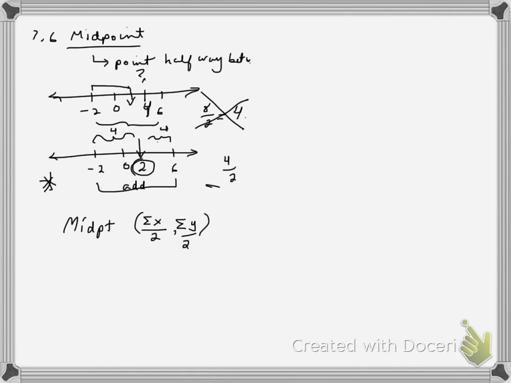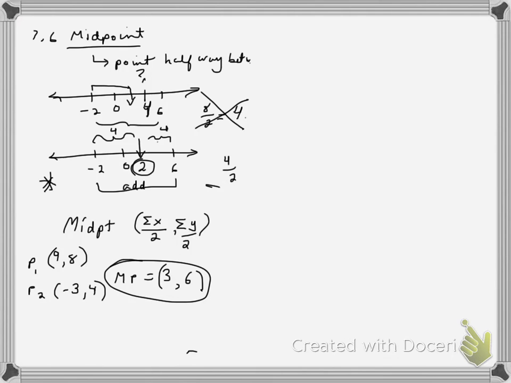If you have your first point, 9, 8, and your second point, -3, 4, my midpoint is going to be the sum of 9 and -3, that'd be 6 divided by 2. 6 divided by 2 is 3 for my x's. Sum 8 and 4 is 12, divided by 2 is 6. Okay, so that's all there is to it. Sum and divide by 2, or add and divide by 2.